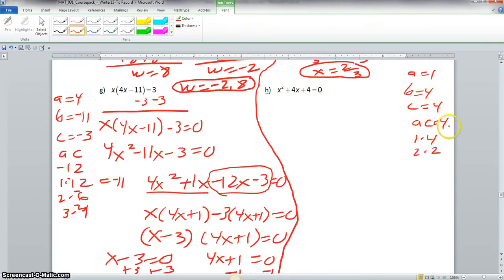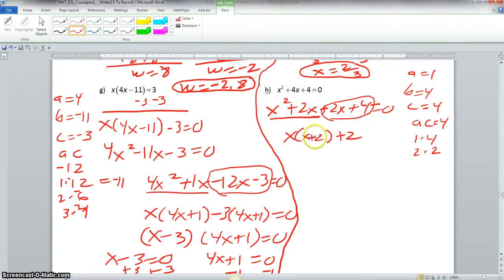And we know since a and c is positive and b is positive, that means that we will leave the signs the same. And 2 plus 2 is 4, so that's what we will use. So we have x squared plus 2x plus 2x plus 4 equals 0. We group the first two terms. And then we could factor out x and we would get x and then x plus 2. We'll group the second two terms here and we could factor out a positive 2 and we will have x plus 2 in parentheses. And that still equals 0.